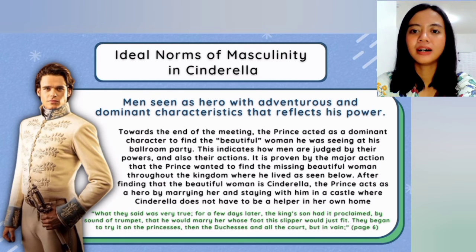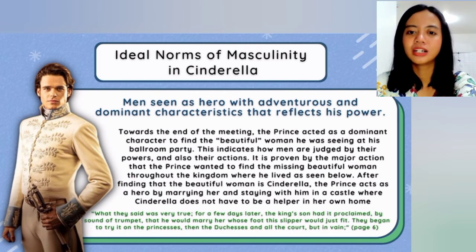After finding that beautiful woman, named Cinderella, the prince acted as a hero by marrying her, and he asked Cinderella to stay with him in a castle where she does not have to be a helper in her own home. So here, the prince is not just portrayed as a hero, but he also controls the role of Cinderella as a woman in her own household.